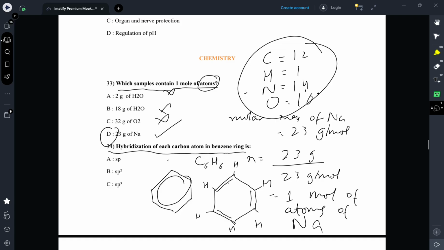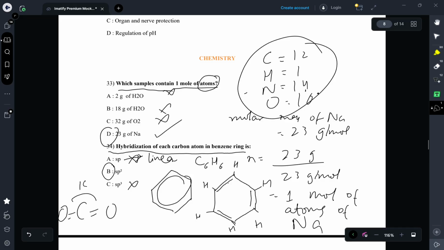So the answer here is not sp, and sp3 is also not the answer. The answer is sp2. sp is in linear molecules. For example, we have CO2. This is a linear molecule with 180-degree bond angle. Here the hybridization of carbon is sp.